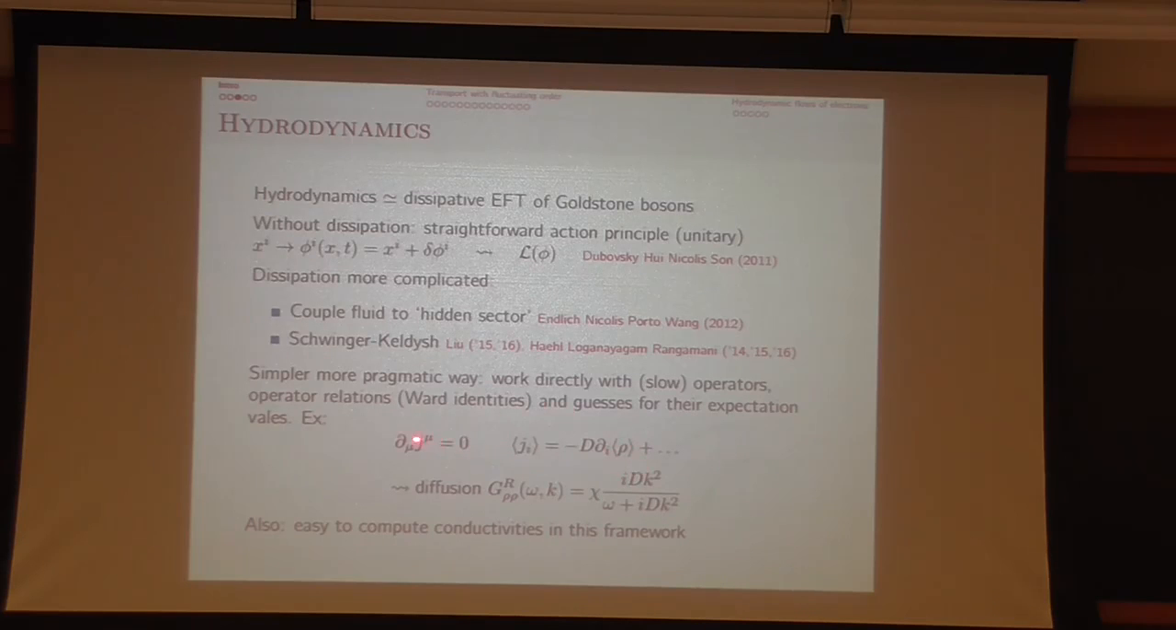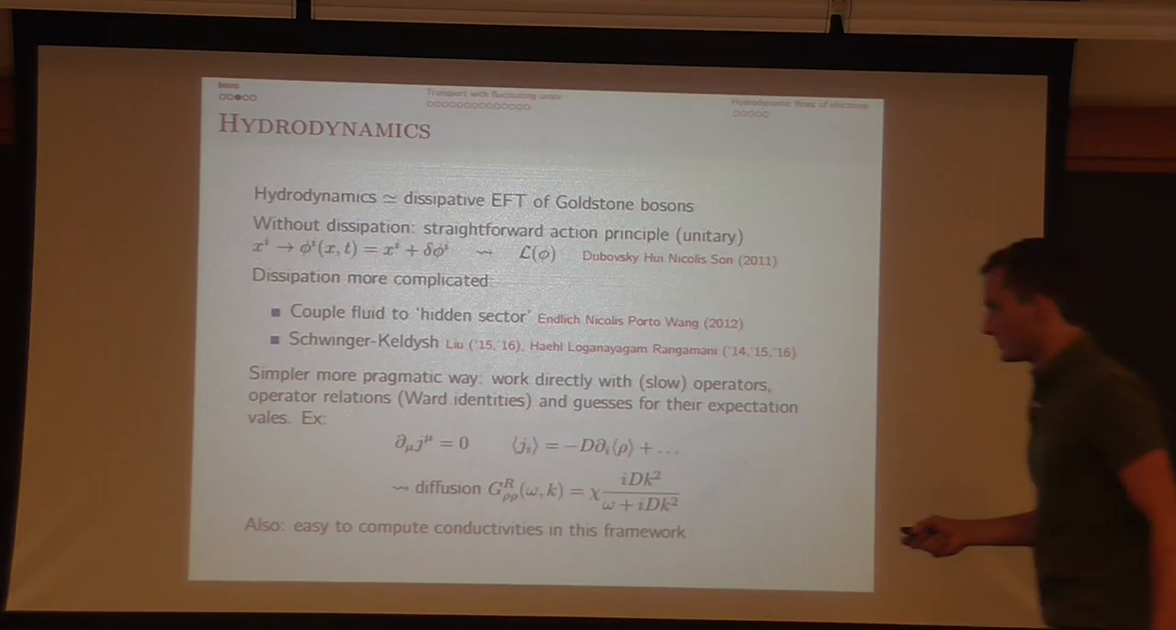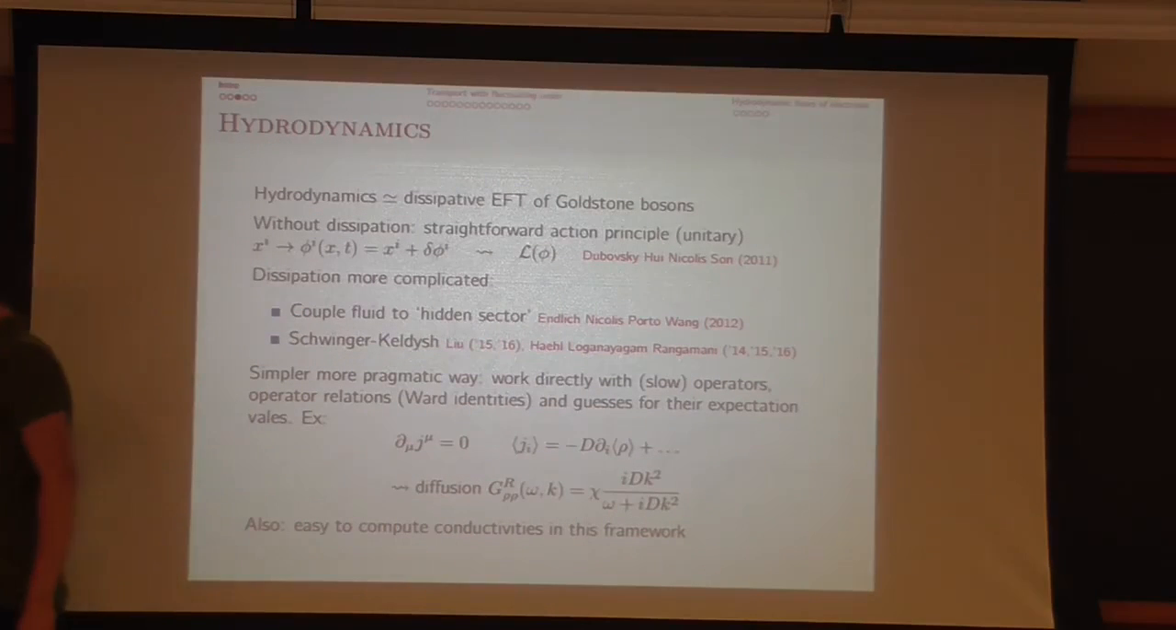Now if you plug this in the Ward identity, you'll get a diffusion equation for charge. So we derive diffusion of charge in this pretty general case. And you can also find that the charge-charge Green's function will have a diffusive form. And it's also very easy to compute conductivities in this framework. I'll just write it down. It's good to keep on the board.